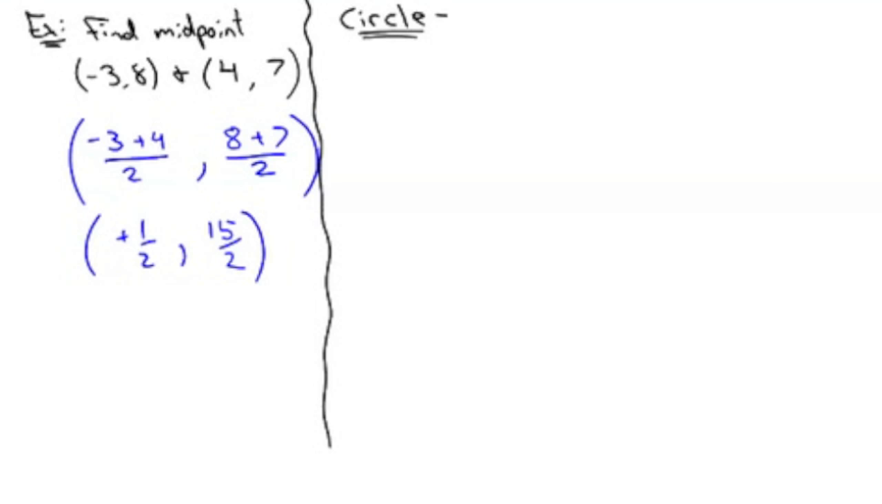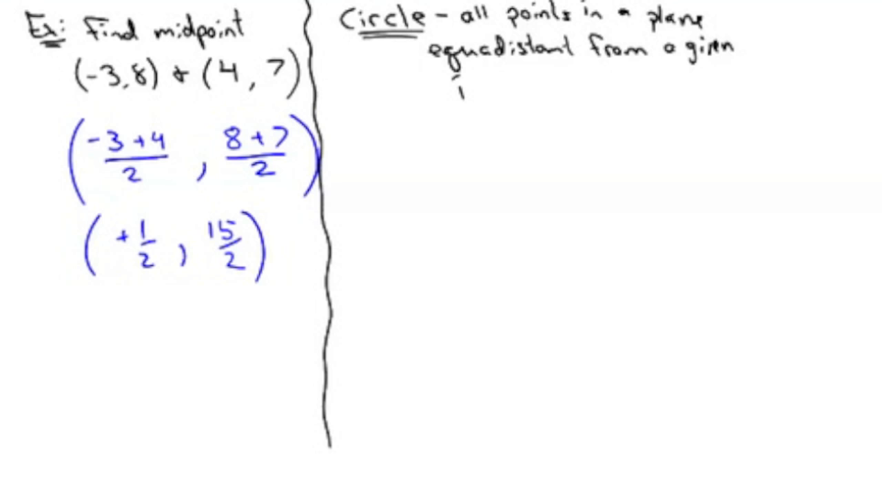So a circle, by definition, is all points in a plane. I better put that in there. If I don't put in a plane, then we have a sphere. Basketball, basically. All points in a plane equidistant from a given point. Now this given point is called the center of a circle.